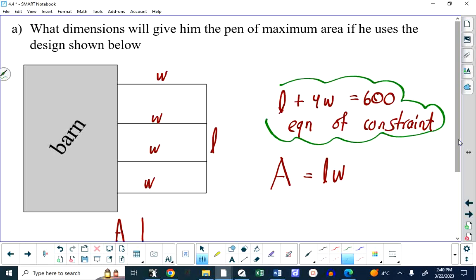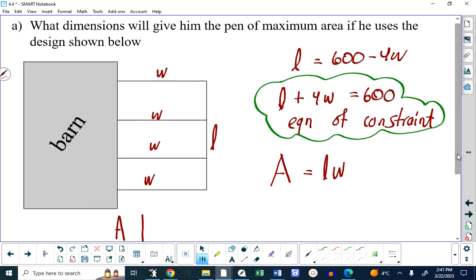I hope that you can look at your equation of constraint and see that it's easier to rearrange this for L than it is to rearrange it for W. It's not hard to rearrange for W, but do you see that if I rearrange for W and sub into my area formula, I'm going to have fractions? Okay. So go with whatever's easiest. Area equals L, which is 600 minus 4W, times W.